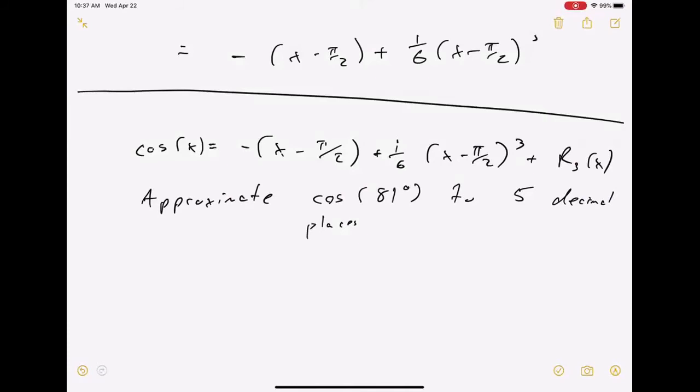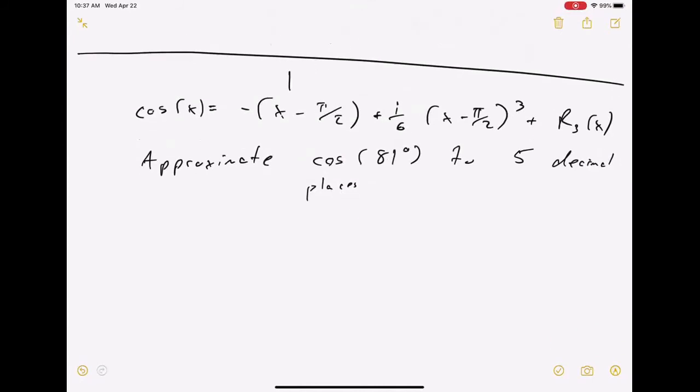Well, the first thing I need to do is notice this equation has pi over 2s in it, so this equation is in radians, right? So the first thing we should do is try and convert 81 degrees to radians. So how can we do that? We can figure that out real quick.